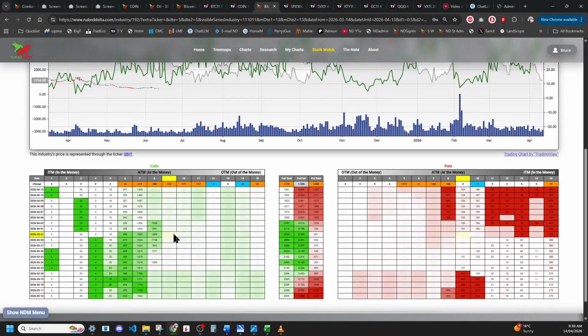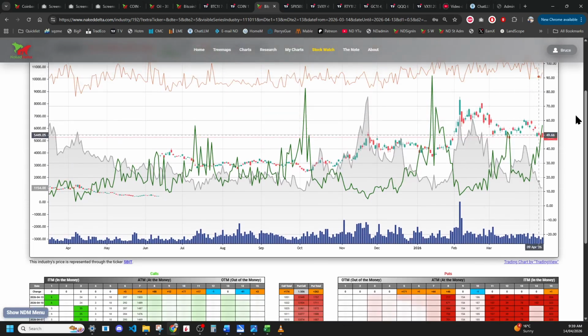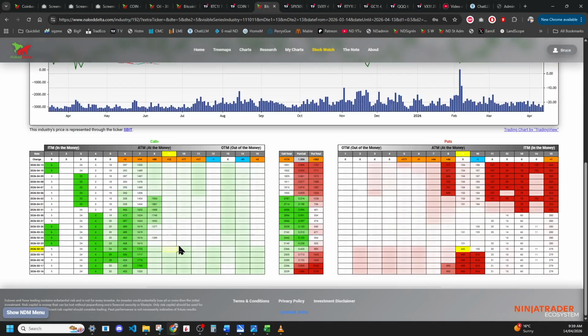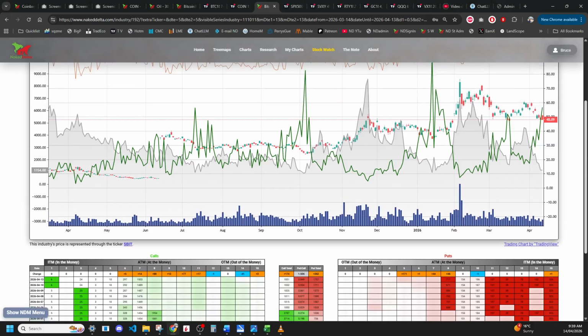Red is puts, green is calls. We can see we've gone from a strong position for a short time, and we're going back into a hedge position, and there was only a little dip in between. If we actually look at the pricing, we can see these dips as this hedging has taken place. Anyway, that's how I use the two groups of data.